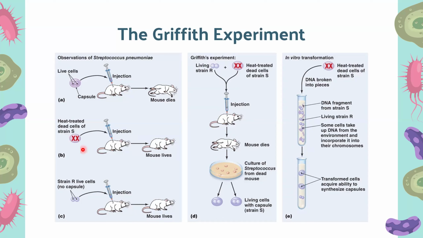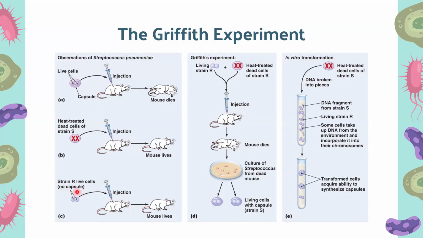Nothing happened. Once they heat treated or killed the strain of strep pneumonia and injected it into the mouse, nothing happened. They also noticed that a specific strain is not able to have this type of effect on the mouse, right? We have this strain, not necessarily for strep pneumonia, that's non-encapsulated. Remember, I told you guys encapsulated means that it's going to have greater resistance to the immune system, and so on and so forth.